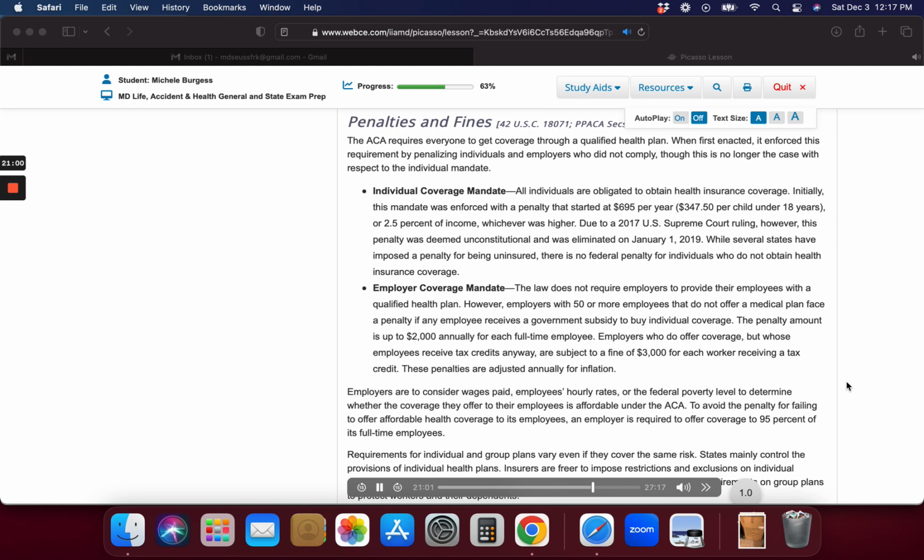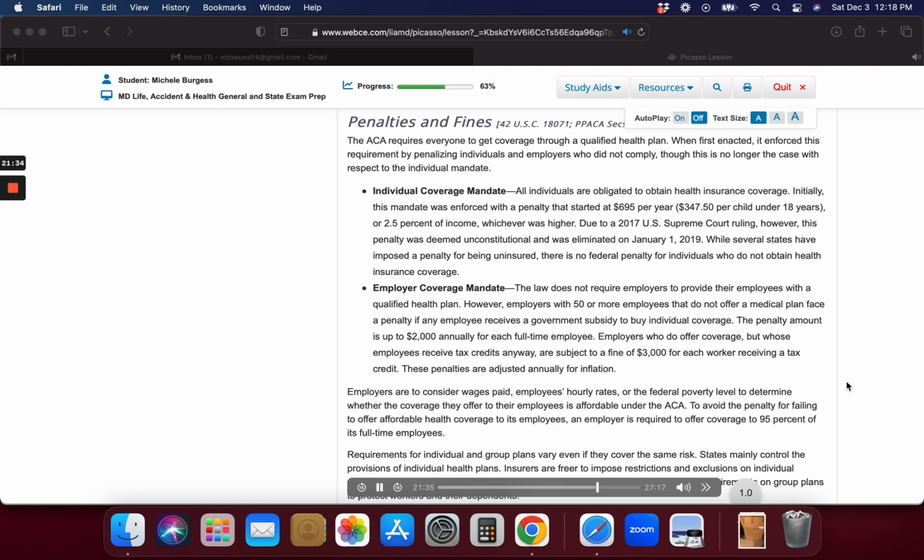Employer coverage mandate. The law does not require employers to provide their employees with a qualified health plan. However, employers with 50 or more employees that do not offer a medical plan face a penalty if any employee receives a government subsidy to buy individual coverage. The penalty amount is up to $2,000 annually for each full-time employee. Employers who do offer coverage, but whose employees receive tax credits anyway, are subject to a fine of $3,000 for each worker receiving a tax credit. These penalties are adjusted annually for inflation.